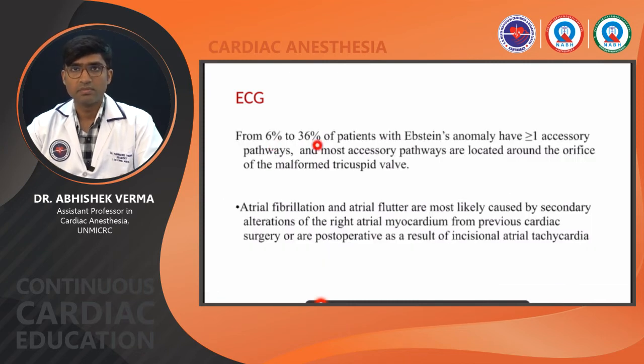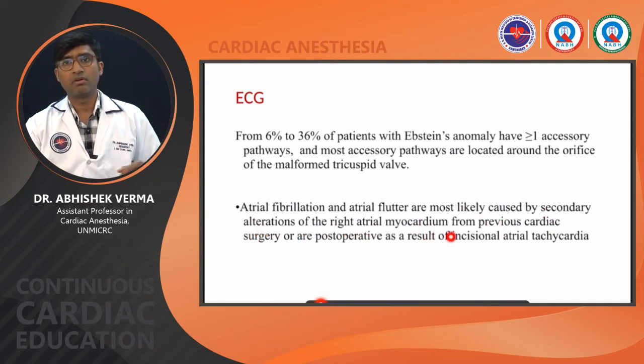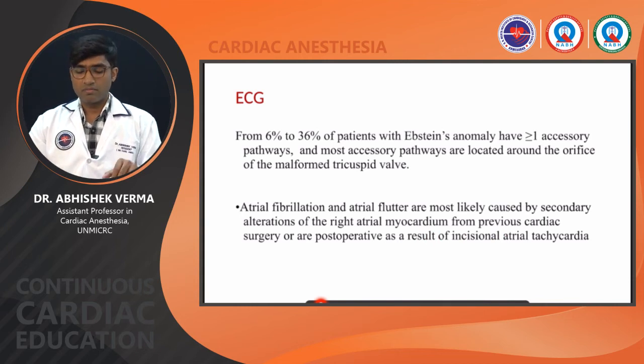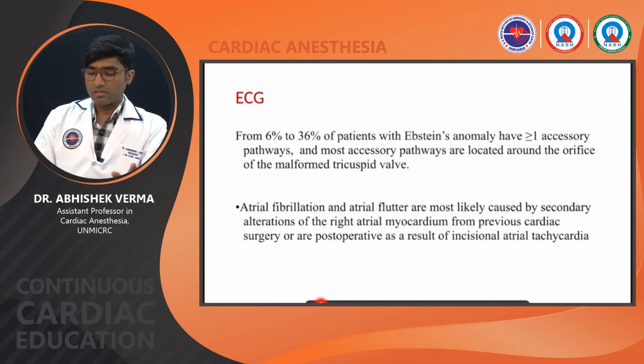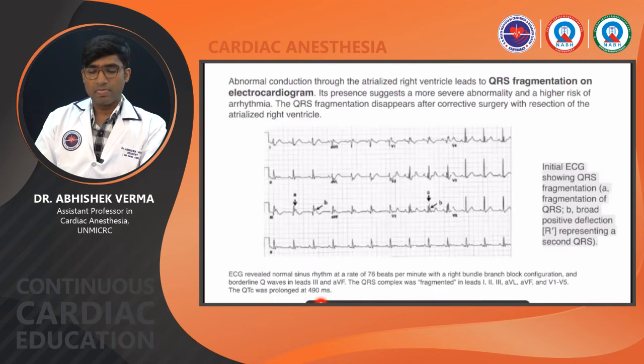6 to 36% of patients have more than one accessory pathway, and it is located around the orifice of the malformed tricuspid valve. AF and atrial flutter are most likely because of secondary alteration of the right atrial myocardium from previous cardiac surgery, and post-op as a result of incisional atrial tachycardia. This disease shows QRS fragmentation in these patients.